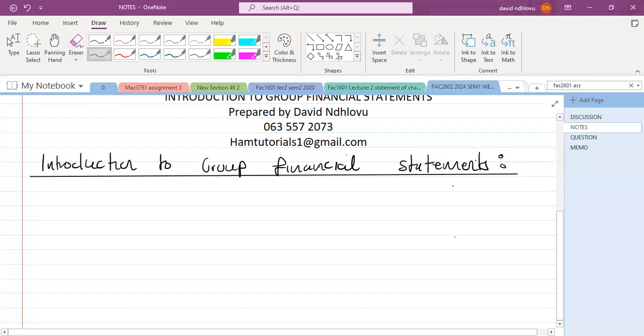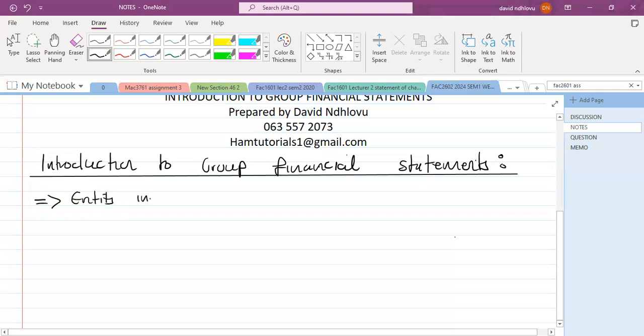Right, so far we have looked at FAC. I'm hoping that we've done FAC 2601. There is a possibility we are doing this concurrently. But so far in our previous modules, 1501, 1601, and 2601, we have looked at a company that is a single standalone entity without a relationship with other entities. However, we do have situations where an entity invests in the shares of another entity.